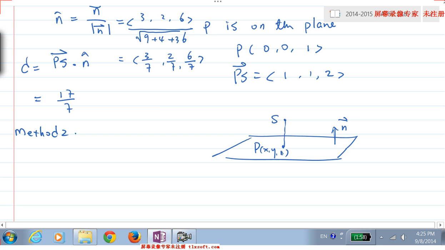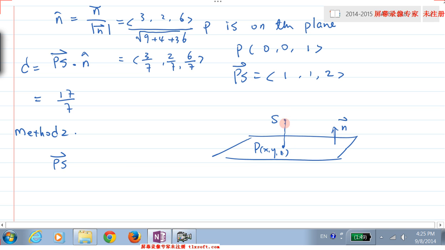I'll pick an arbitrary point P on the plane, and then I'm going to construct a vector PS out of P and S. Now what we're looking for is the shortest distance from S to the plane.